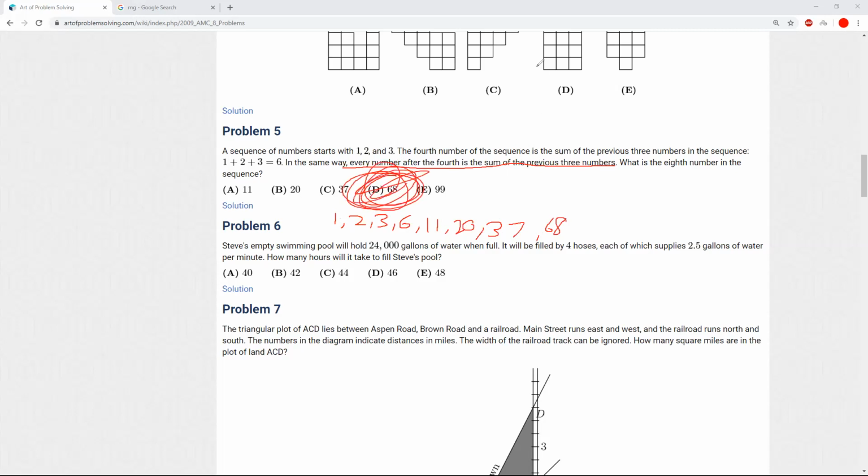Okay, that one was pretty basic. Oh yeah, all these questions are from AoPS, which is a really useful site.